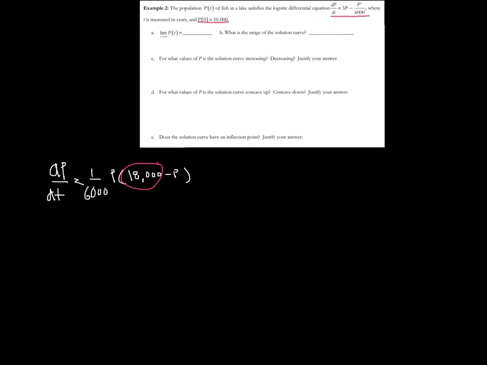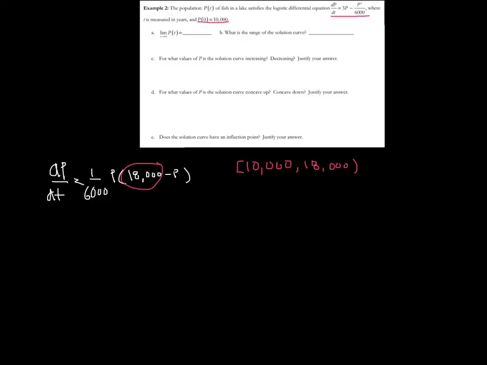Part B, what is the range of the solution curve? Well, I think you can figure that out. Range is the lowest to highest value. So the lowest number of fish that this particular lake will ever have is 10,000, and it will go to 18,000 once again. So 10,000 to 18,000. That is the number of fish.